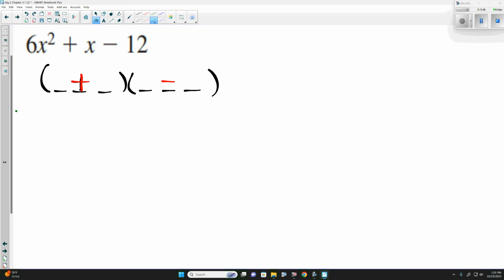Factors of the first term. So we'll have x and x. Now the factors of 6 are 2 and 3. I'm just going to pick 2 and 3 for this here. Now the factors of 12 are 1 and 12, 2 and 6, 4 and 3, 3 and 4. So we have these here, yes?